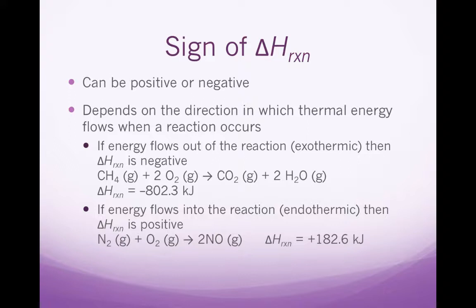If energy flows into the reaction, endothermic, then ΔH is positive. So for example, the reaction of nitrogen gas and oxygen gas to make nitrogen monoxide, the ΔH of this reaction is positive 182.6 kilojoules. So that means this is an endothermic reaction. It absorbs heat.